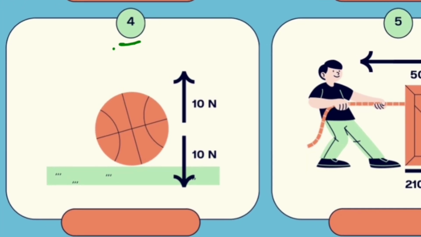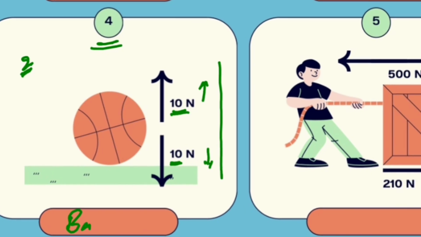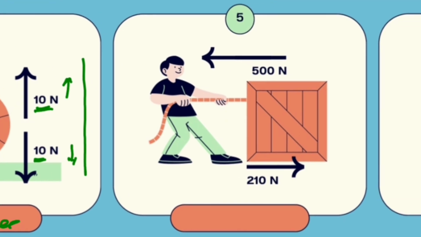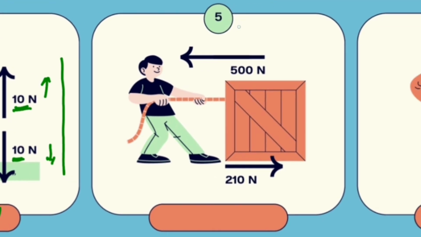Let's see situation 4. Here, how many forces are acting, my dear? Very good. Two forces are acting here. One is acting vertically up and the other one is acting vertically down. Two forces are acting along the same line. Are these two equal or not? Yes, these two are equal in magnitude. Their values are the same. So these are balanced forces.